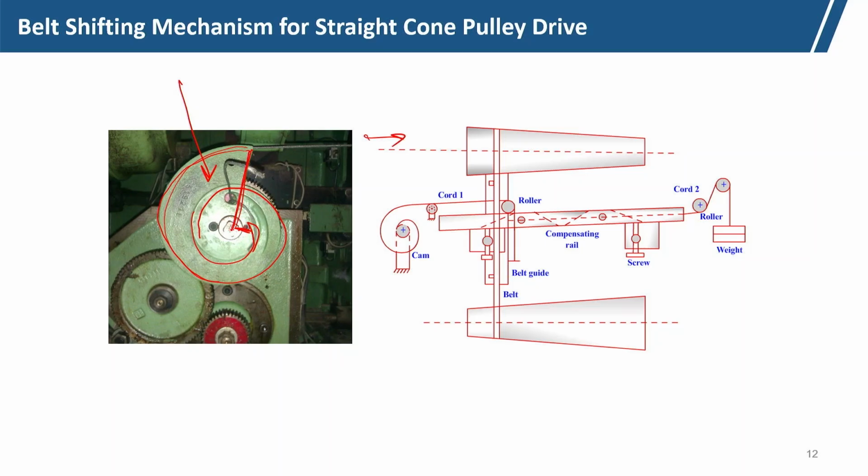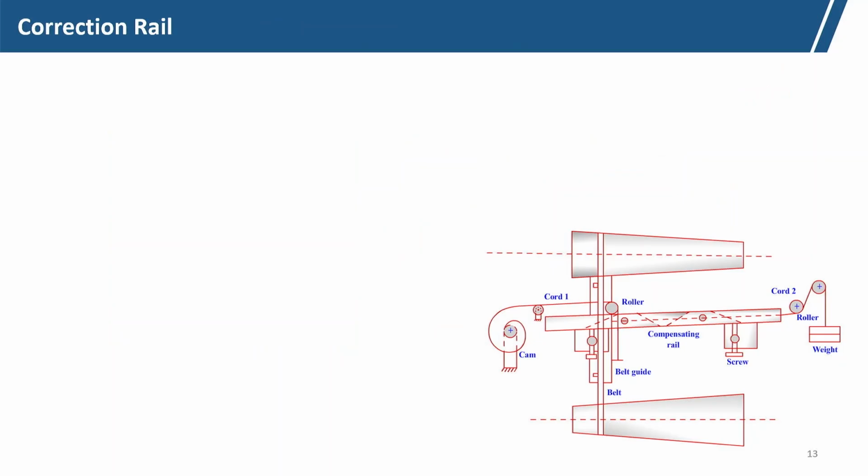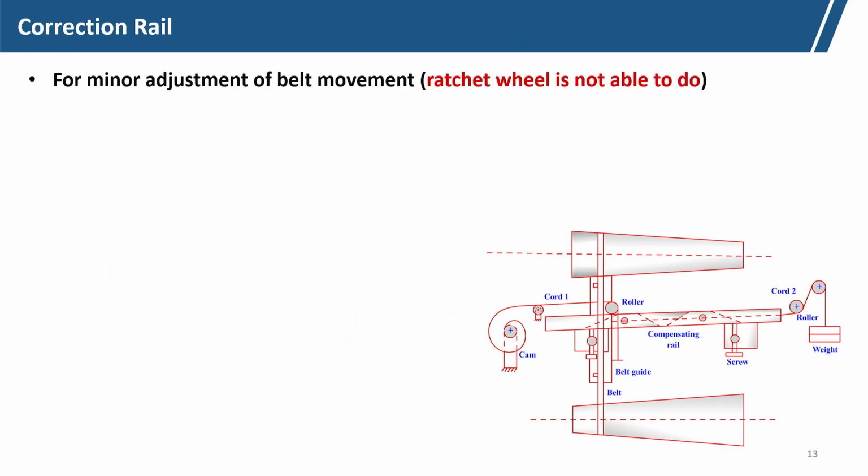So, minimum distance means minimum shift, when we have the release of the ratchet by a certain angle. Every shift typically has a 1 degree angle release. So, for minor adjustment of belt movement, the ratchet has a limitation. We cannot have a very high number of teeth in the ratchet.